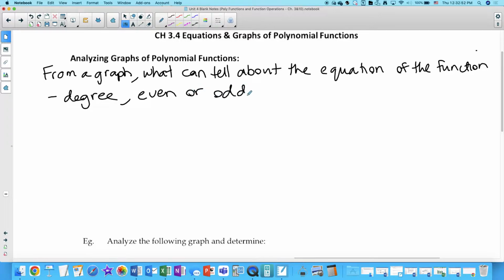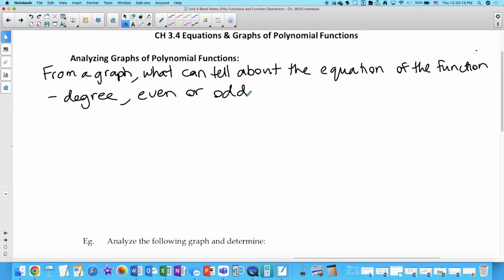Because you can look at the direction where it starts and ends, right? If it starts and ends in opposite directions, it's an odd function. If it starts and ends in the same direction, it would be even. Okay, so we can tell the degree. What else could we tell about it? You may want to go back to like the first day. We're going to be reviewing some of that.